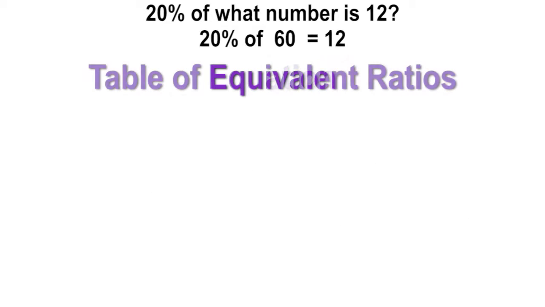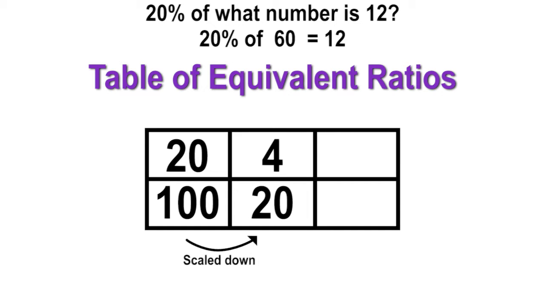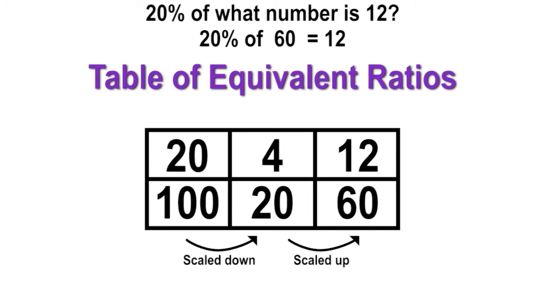Strategy 3, a table of equivalent ratios. We can make a table of easy-to-find equivalent ratios. From this table, we might scale up or scale down until an equivalent ratio with a numerator of 12 is found. 20 over 100 is scaled down to 4 over 20, then scaled up to 12 over 60.